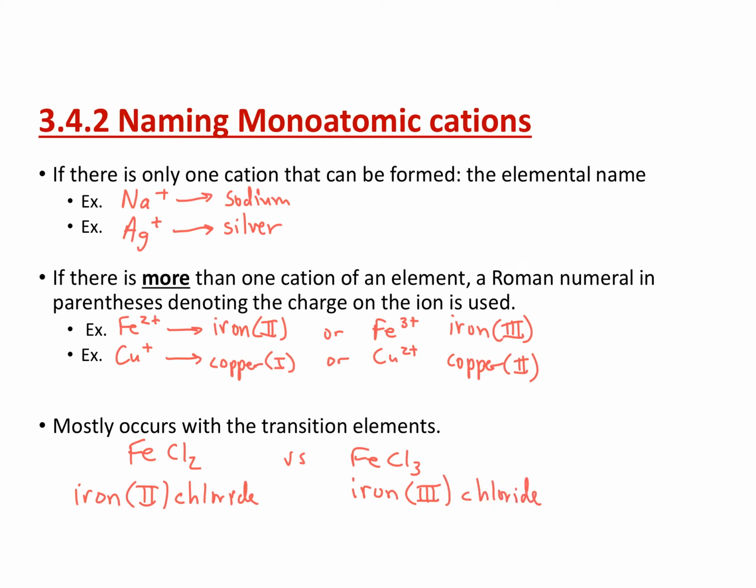That Roman numeral indicates to us in the name that the charge on iron is 2 plus. Because iron is 2 plus, I would need 2 chlorines at -1 each to balance that out. For iron 3 chloride, the iron must be 3 plus, so I would need 3 chlorines to balance out that +3 charge on the iron. So if we're using a transition metal where multiple charges are available, we need to use the Roman numeral to indicate what form we are using: +1, +2, or +3.